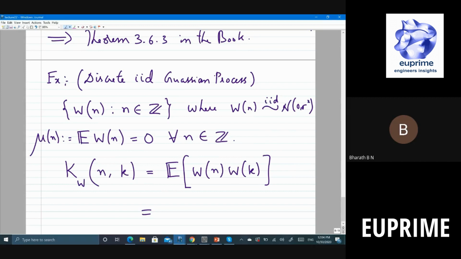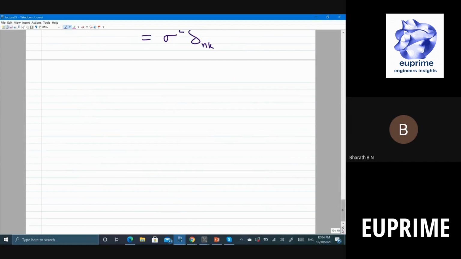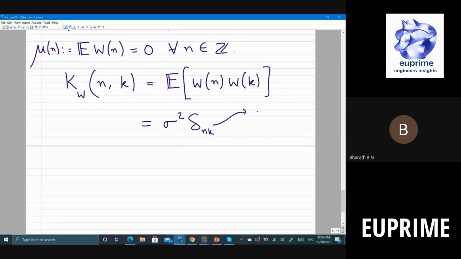Whenever n equals k, this will be W square of k, which is the variance sigma squared, times the Kronecker delta, right? You know what Kronecker delta is? This is not the Dirac delta. Okay, so I'll write this here: 1 if n equals k, 0 otherwise, right? So this is a simple process like this.